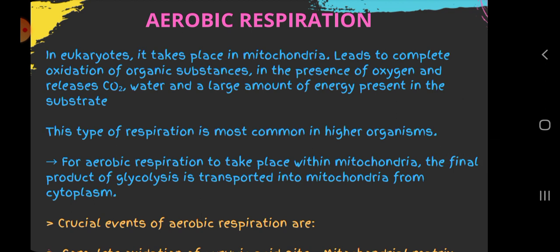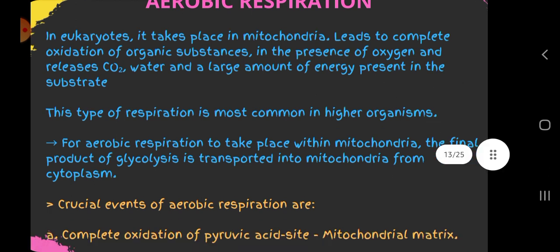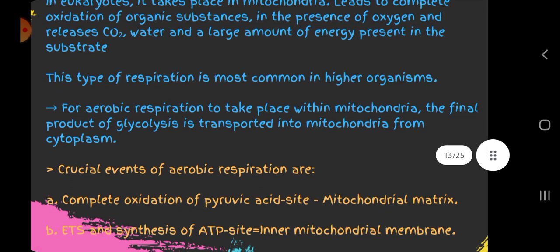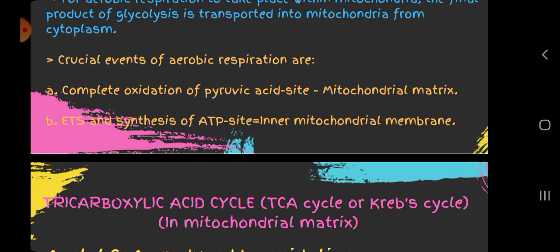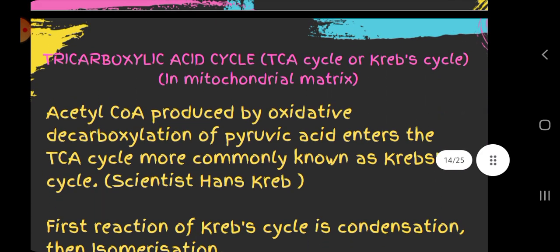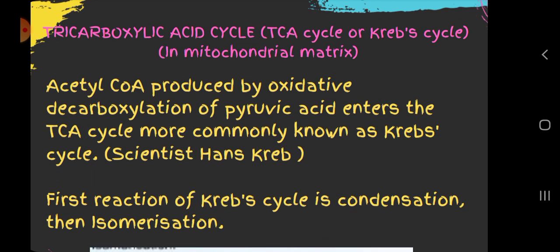In eukaryotes, it takes place in mitochondria and leads to complete oxidation of organic substance. This type of respiration is most common in higher organisms. Crucial events of aerobic respiration are complete oxidation of pyruvic acid, site is mitochondrial matrix, and ETS and synthesis of ATP, site is inner mitochondrial membrane. Then TCA cycle or Krebs cycle.